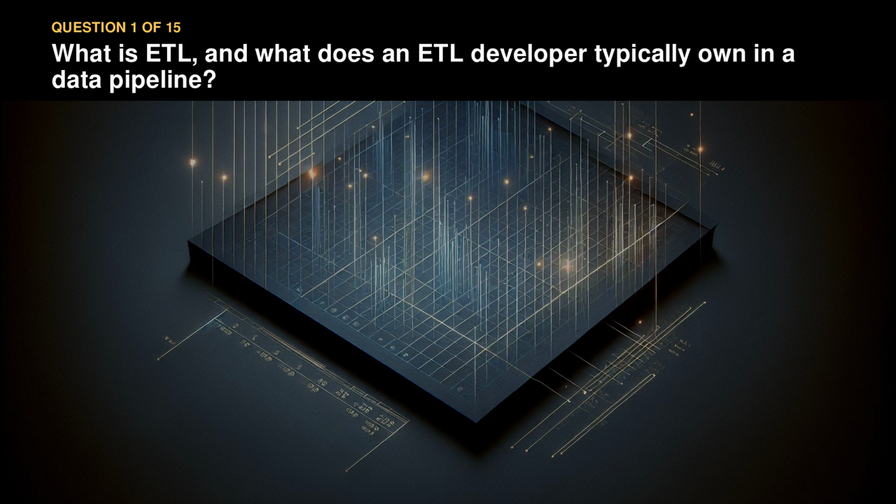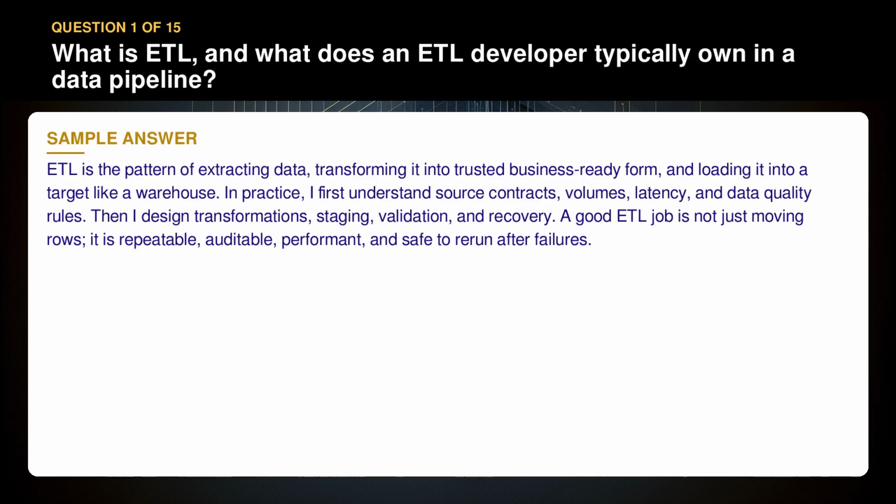Question 1. What is ETL, and what does an ETL developer typically own in a data pipeline? ETL is the pattern of extracting data, transforming it into trusted business-ready form, and loading it into a target like a warehouse. In practice, I first understand source contracts, volumes, latency, and data quality rules. Then I design transformations, staging, validation, and recovery. A good ETL job is not just moving rows. It is repeatable, auditable, performant, and safe to rerun after failures.